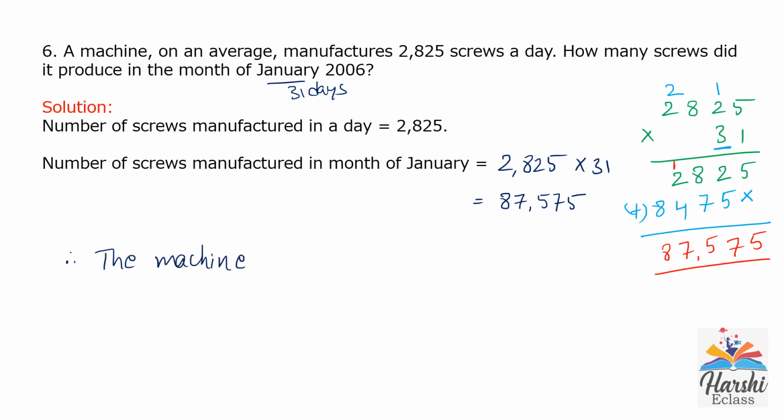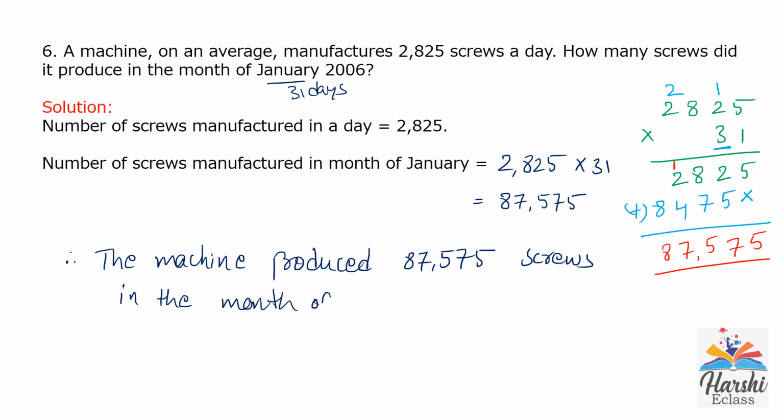The machine produced 87,575 screws in the month of January.